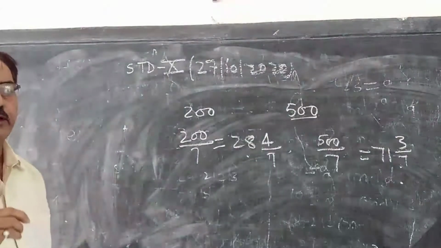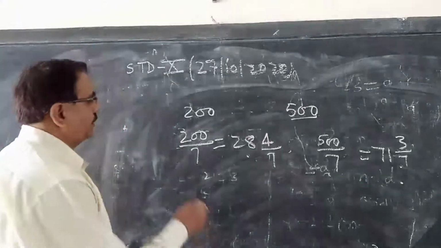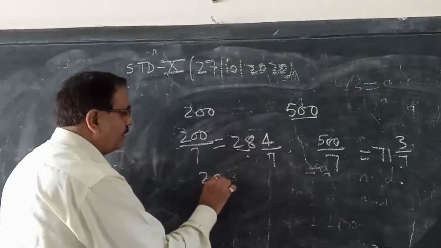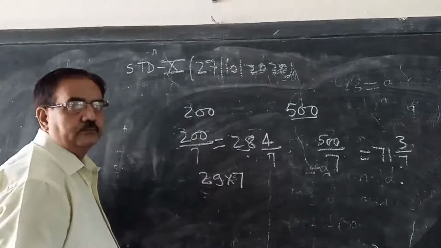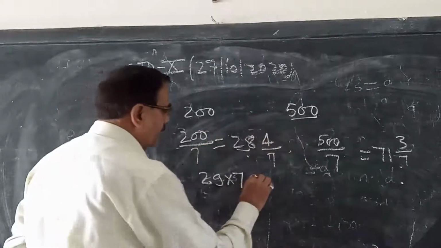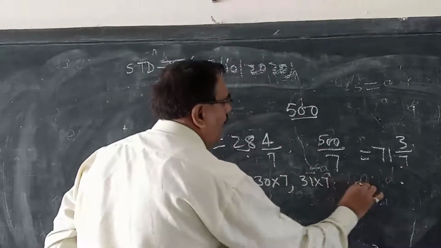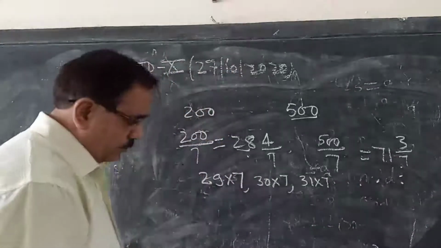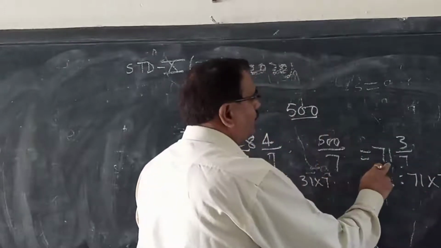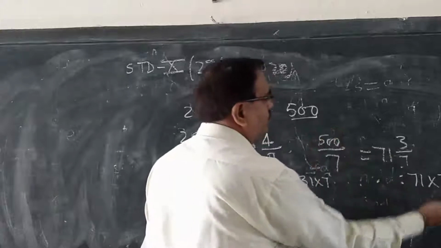But we have to choose only those which are divisible by 7. Which number will we take? Since it is 28 and 4 by 7, we will take the next value, 29 into 7. This is the first value between 200 and 500. Next 30 into 7, next 31 into 7, and the last, 71 is there. What value will we take? 71 into 7, because when we take the next, 72, it will be more than 500. So the last one is 71 into 7.